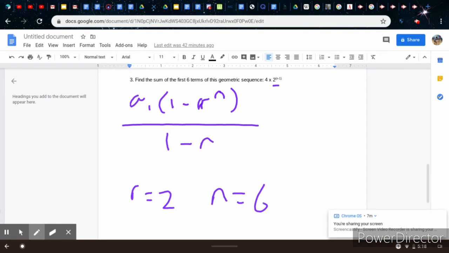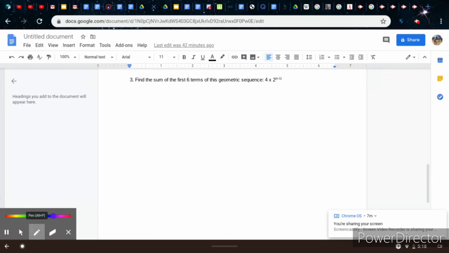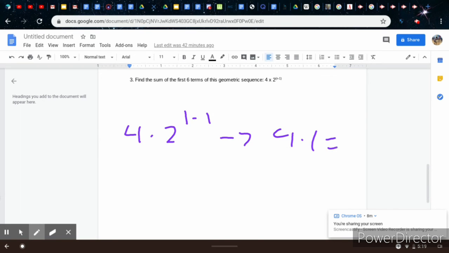Now all we need to do is calculate a1 by plugging 1 into the formula. So let me clear everything. And let's calculate a1. So we just have 4 times 2 to the 1 minus 1 power. As you know, 1 minus 1 is 0, and any number to the 0th power is just 1. So this equals 4 times 1, which is 4. So now we know a1 equals 4.